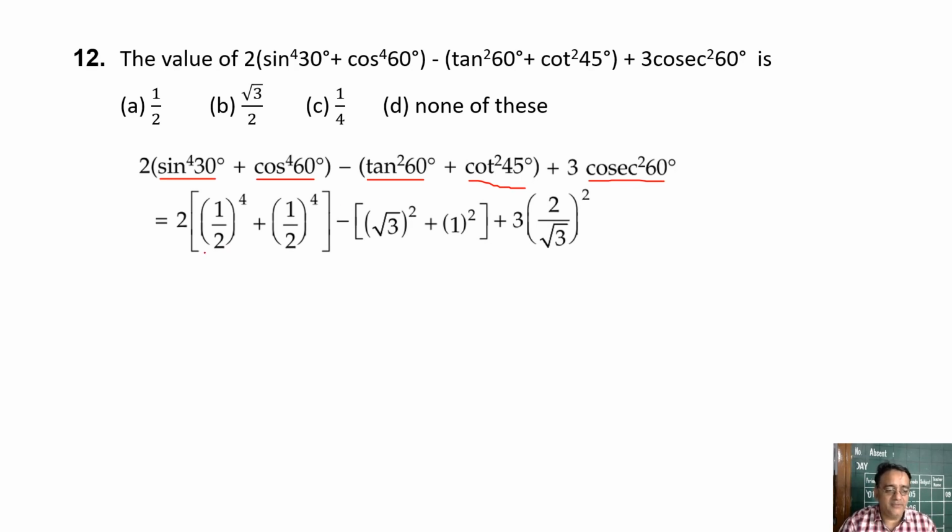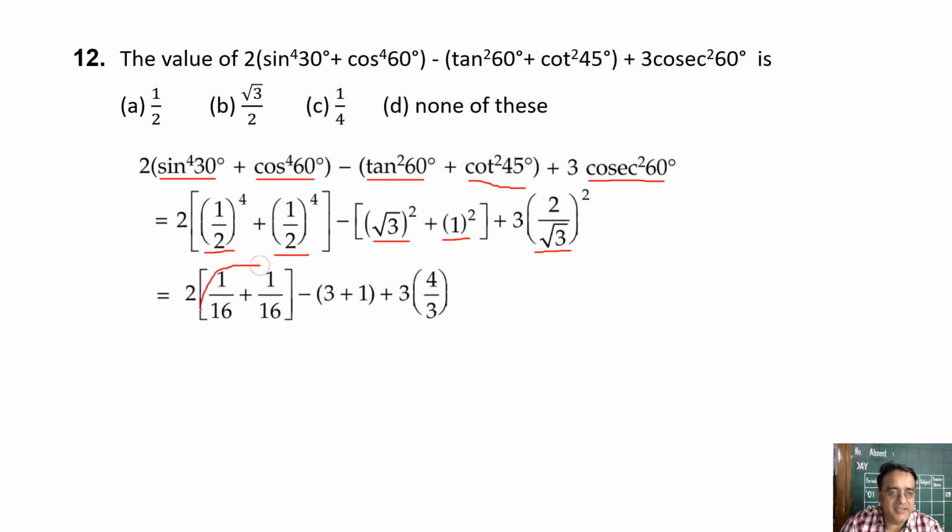See, this will become 1 upon 16. This will become 1 upon 16. This will become 3 plus 1. And this will become 4 upon 3. So we will get this system. And 1 by 16 plus 1 by 16 will get 2 times 1 upon 16. What can we write 2 times 1 upon 16 as? 1 by 8. Right, 1 by 8. And this will become 4 and this will also become 4 because 3 will be cancelled.